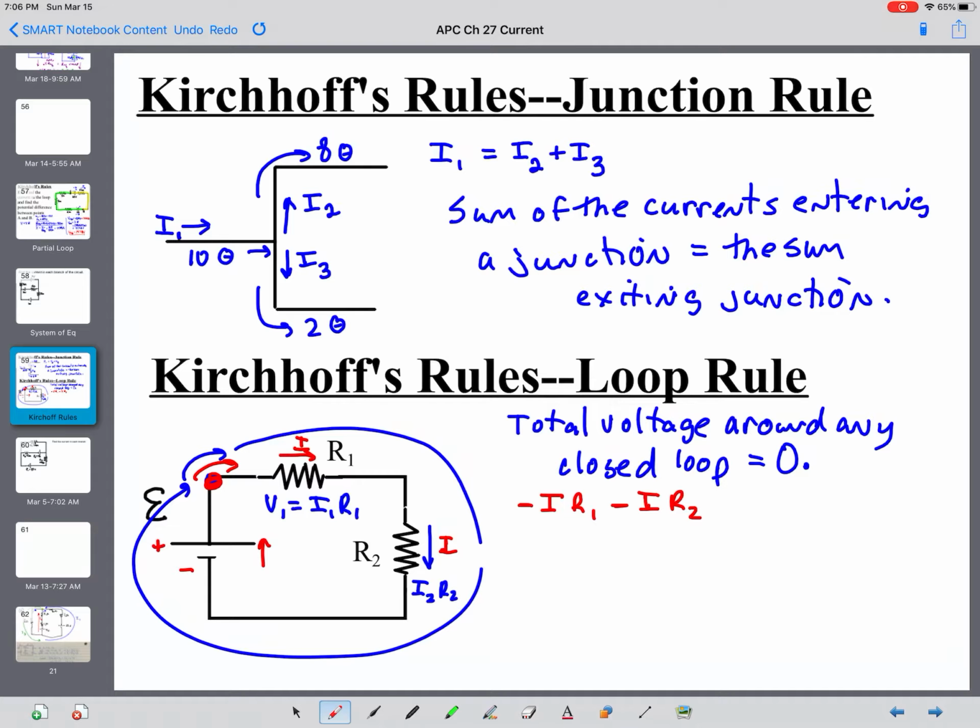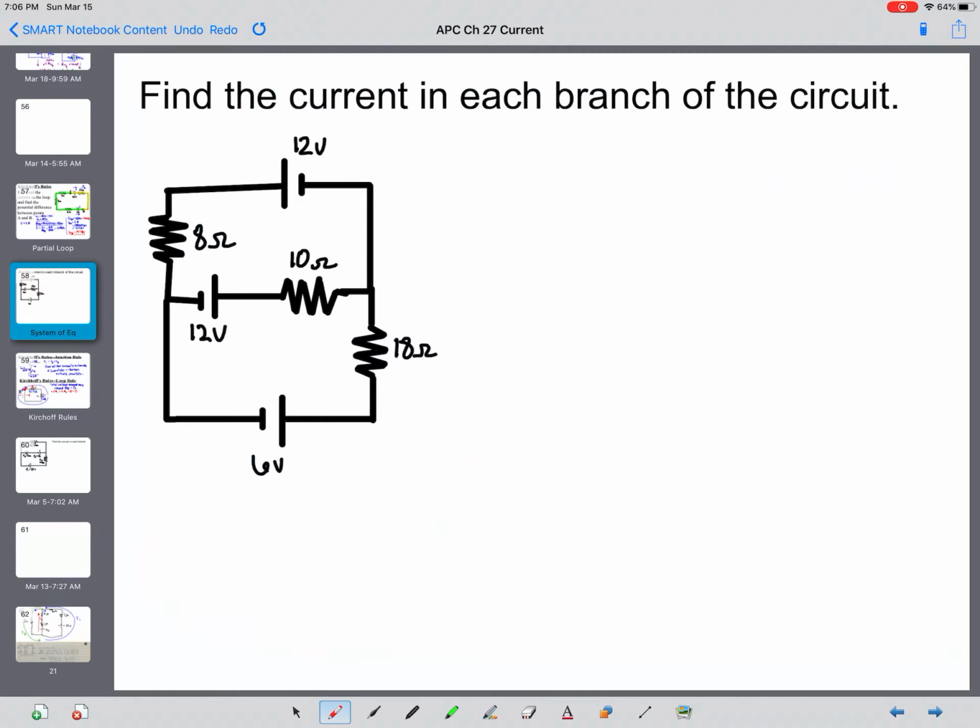Now, as we continue to go around past R2, we go across the bottom of the circuit and we get to the battery. We go from the negative terminal to the positive terminal, which would be an increase in voltage of the EMF. And then my total is 0. Total of the losses, total of the gains, as long as I go all the way around, so no matter where I start, I have to go all the way around a loop back to the starting point and account for every voltage change. Okay, now let's go back to the original example we had just previewed a minute ago.